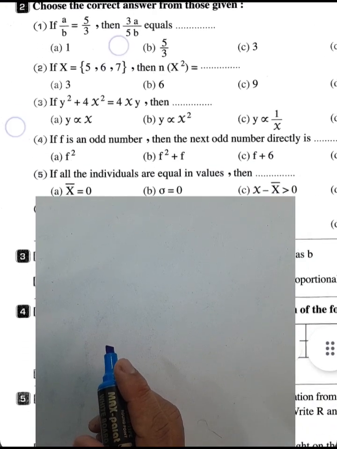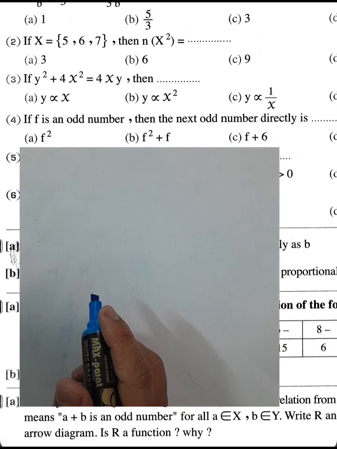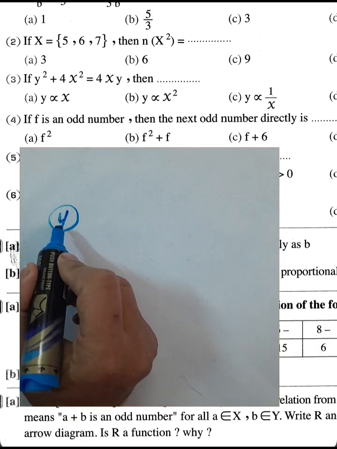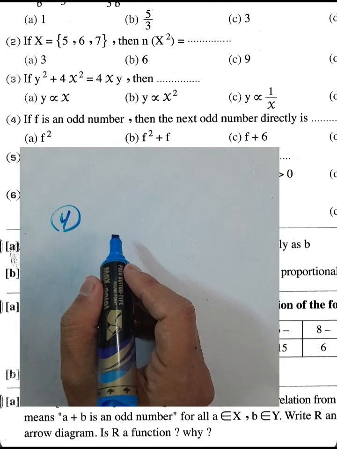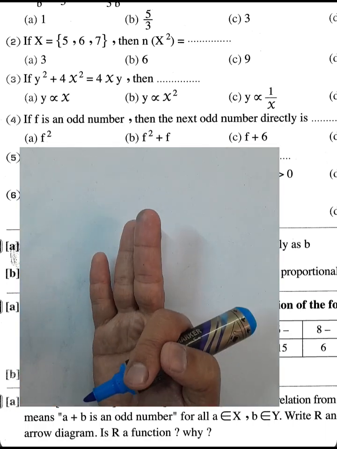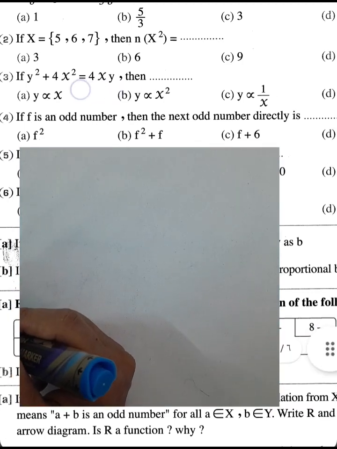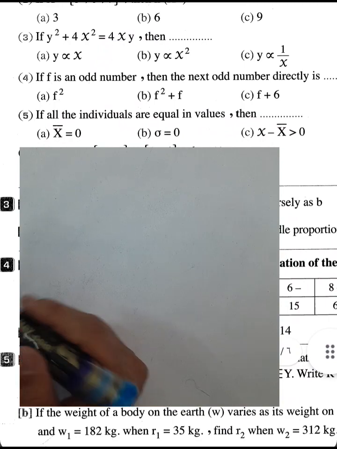Question number 4. If f is an odd number, then the next odd number will be f plus 2. Okay, f plus 2. For an odd number such as 3, the next number is 5, so we add 2, then f plus 2. Choose letter D.